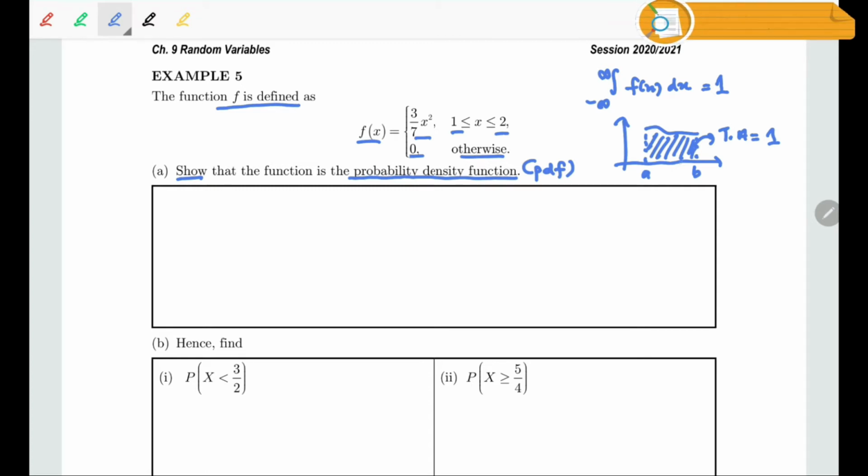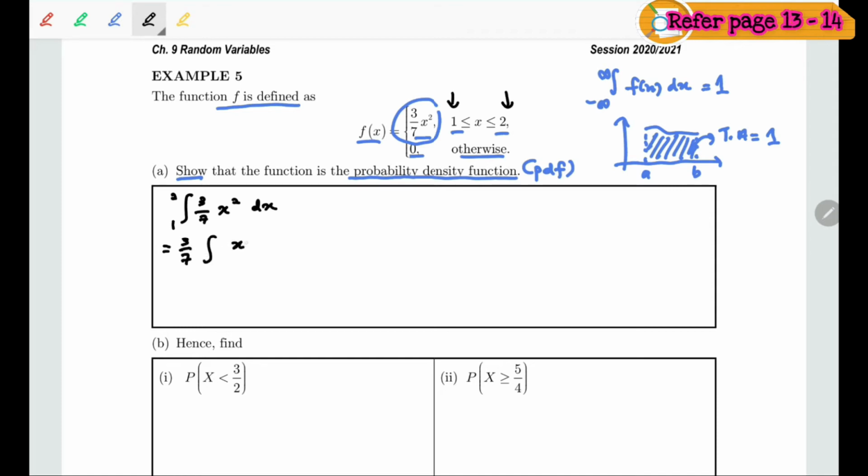Okay, so how are we going to show it? Back to the question. Since the question gives you only one non-zero function, we are going to integrate from the lowest limit, which is 1, until the uppermost limit, which is 2. So we integrate from 1 until 2 the given function 3 over 7 x squared dx. Since we have 3 over 7 as the coefficient, we can take it out. Then we only have to integrate x squared from 1 until 2. Integrating x squared gives x cubed over 3, with the coefficient 3 over 7 outside. And don't forget the limit, 1 until 2.